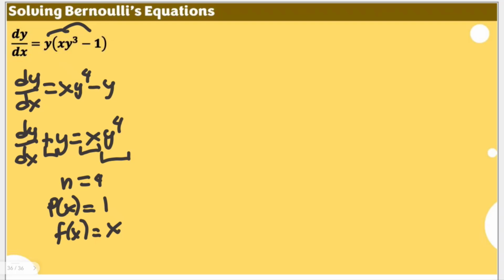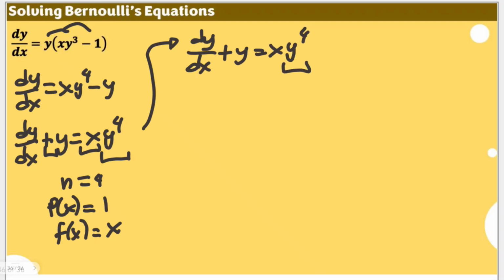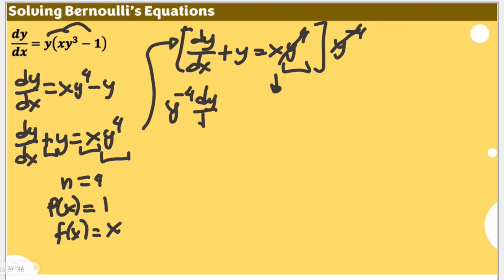The next thing here is to come up with a representative or equivalent linear equation representing another variable in order for us to use that in solving this equation. Of course, we have here dy over dx plus y is equal to xy to the power of 4. To remove this, let's multiply both sides by y to the power of negative 4. So this would be cancelled here, leaving only x on this side. So we'll have y to the power of negative 4 dy over dx, plus y to the power of negative 3, equal to x.